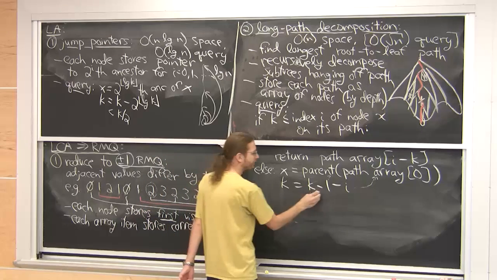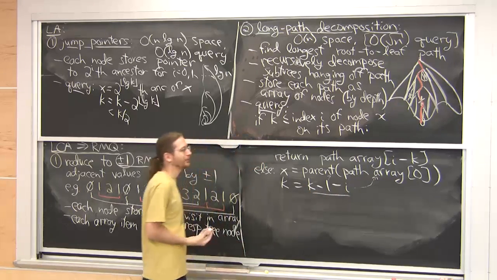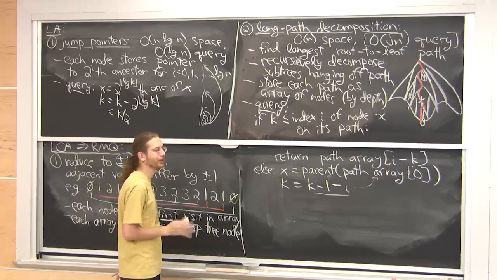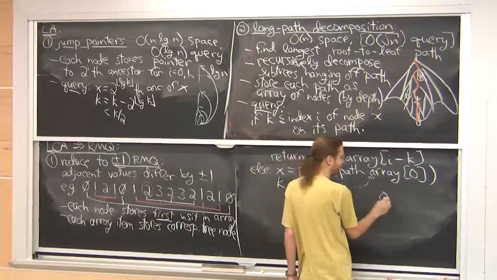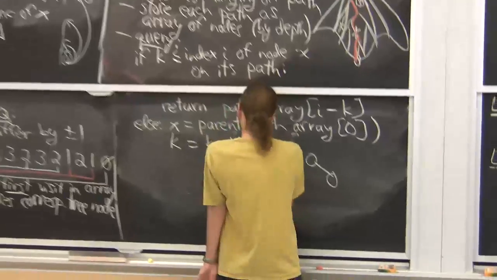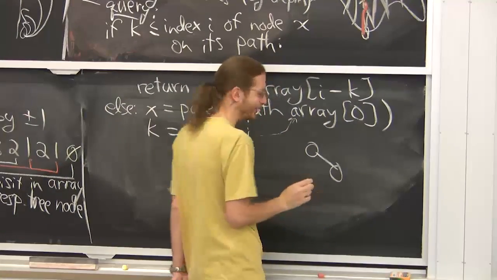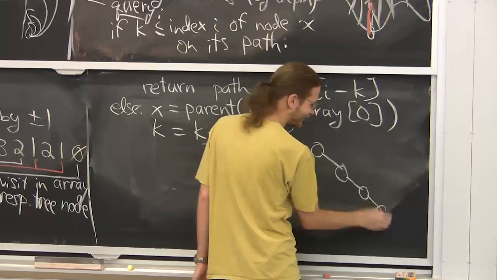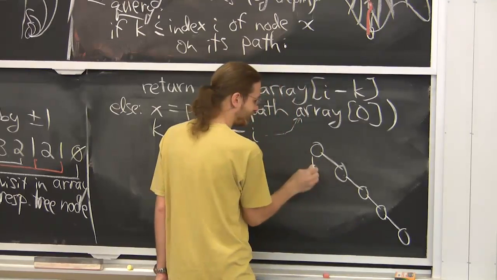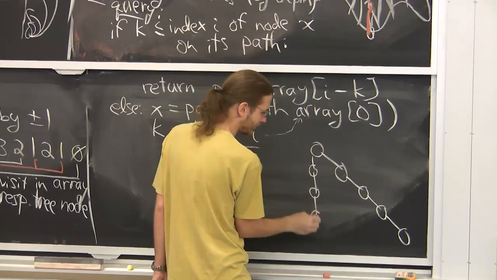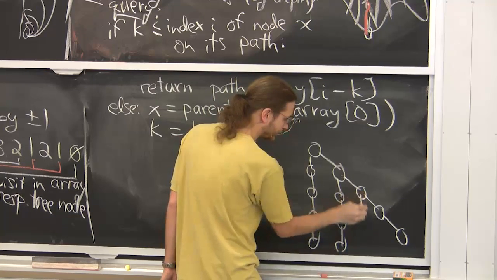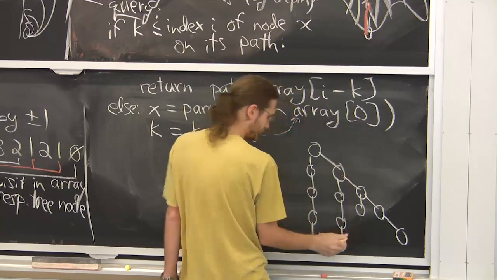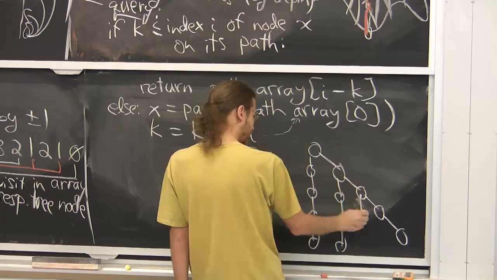Okay, so how much did this decrease k by? I'd like to say a factor of 2 and get log n, but in fact, no, it's not very good. It doesn't decrease k by very much. It does decrease k, guaranteed by at least 1. So it's definitely linear time. And there's a bad tree, which is this.